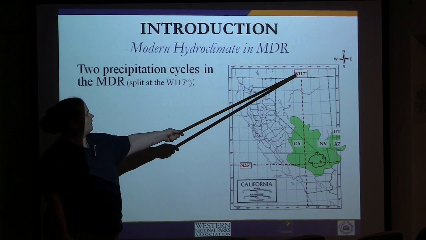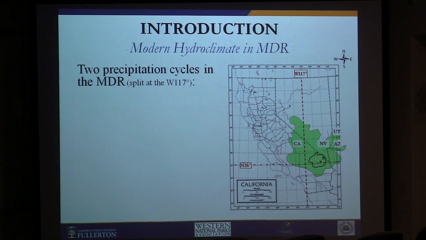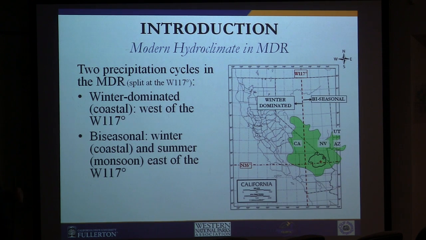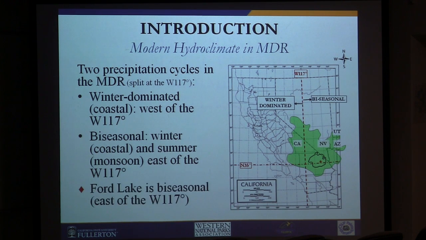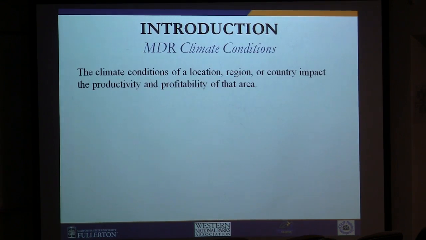Keeping an eye on the longitude, the West 117, that becomes the demarcation for our precipitation cycles. To the west of the 117, we generally get winter-dominated conditions, called the coastal conditions, and then we have a bi-seasonal regime to the east of the 117, where you get a winter and a summer precipitation. And Ford Lake, as you can see, is bi-seasonal. It's east of the 117.